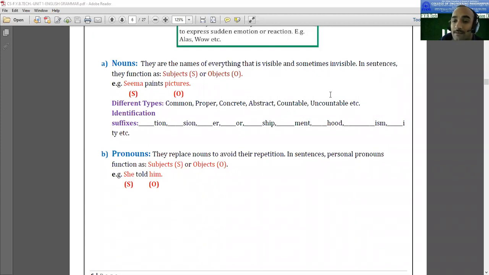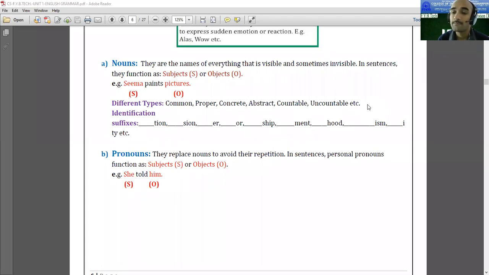So what are the uncountable nouns? Tell me the definition first. The nouns which cannot be counted with numericals. आपण 1, 2 असं जे काउंट करू शकत नाही त्याला काय म्हणतो? Uncountable nouns. And examples are? Milk, water, air.